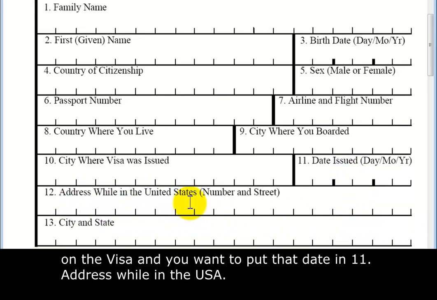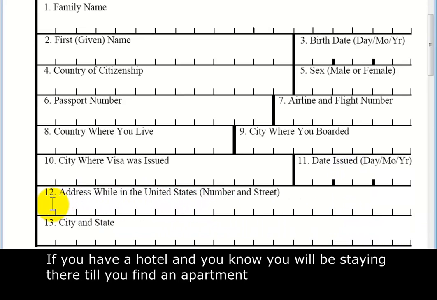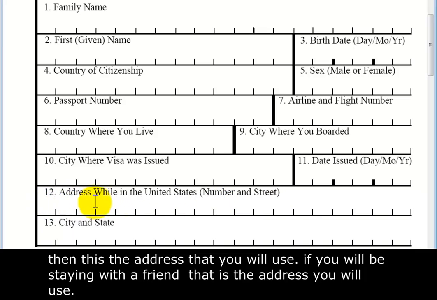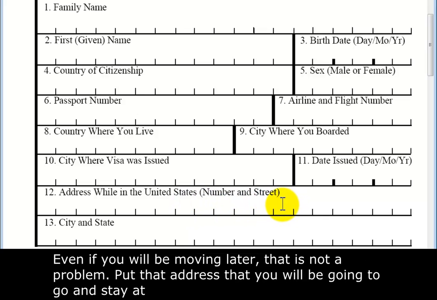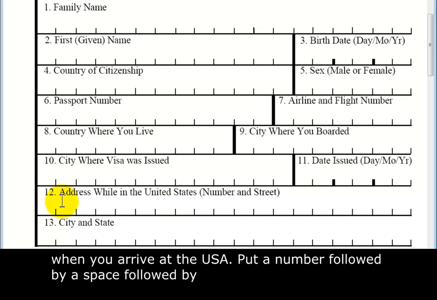Address while in the United States. If you have a hotel and you know that you're going to be staying there till you find an apartment, then this is the address that you use. If you will be staying with a friend, that is the address that you will use. Even if you will be moving later, that is not a problem. Put the address that you're going to go and stay at when you arrive in the US.